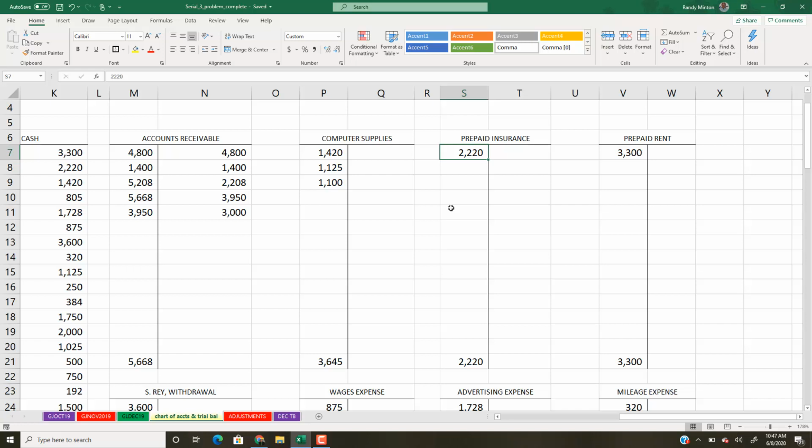If I look at the prepaid rent, I paid $3,300 on October the 1st for 4 months worth of rent. And so I have an asset sitting out there at $3,300. However, we're now October, November, December. We're 3 months away from the time that I paid for the rent in advance, and I've got to reflect the fact in my records that I no longer have an asset worth $3,300, but it's worth something less. Now, those are typically things that we're going to adjust for.